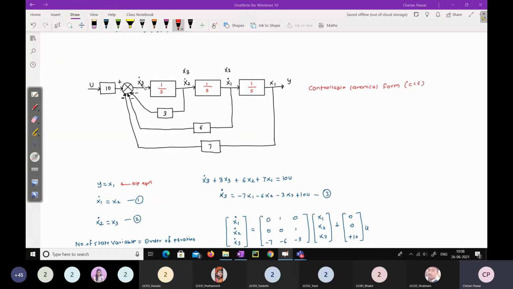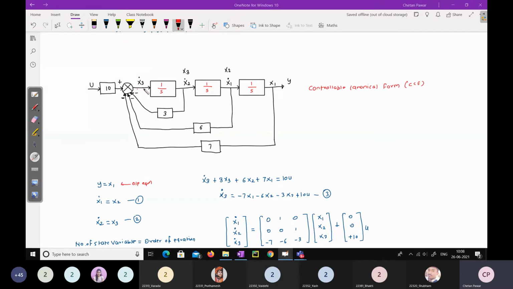Now let's see what x3 is and how I have calculated this. Here we have just equalized these because these are the same modes. x1 bar is equal to x2. Sorry, x3 is equal to x2 bar. And what is the x3 bar here? x3 bar is the output of the summing junction.